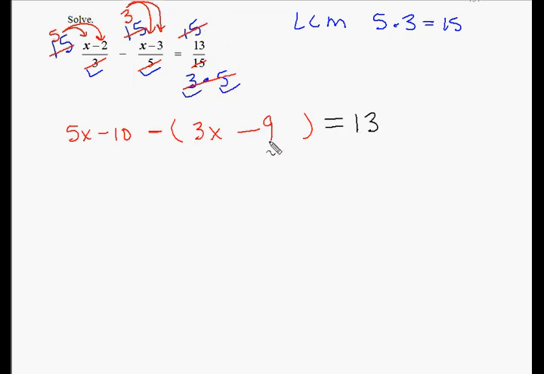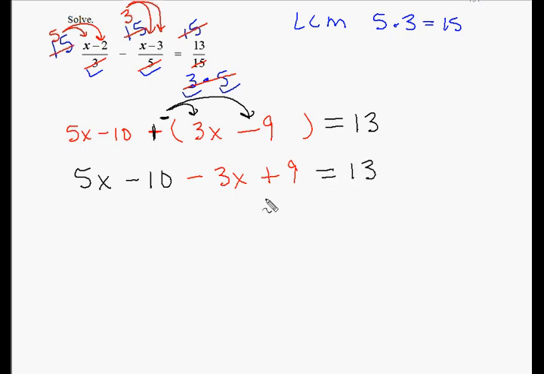Let's write this without parentheses. To clear parentheses, we're going to change this and then distribute that negative sign to both of those. We still have our 5x minus 10, but now we have a negative 3x and a positive 9 is equal to 13. So let's combine like terms. We have our 3x and 5x is 2x since the 3 was negative. Negative 10 and a positive 9 is negative 1 is equal to 13.